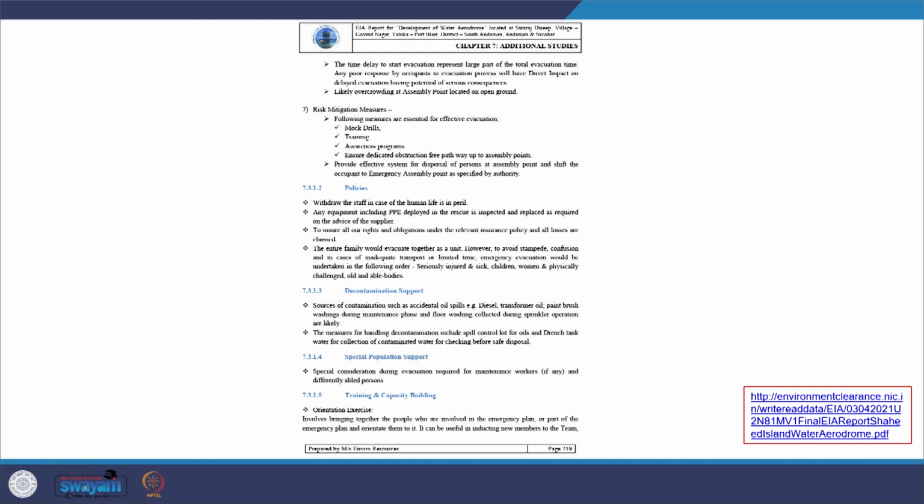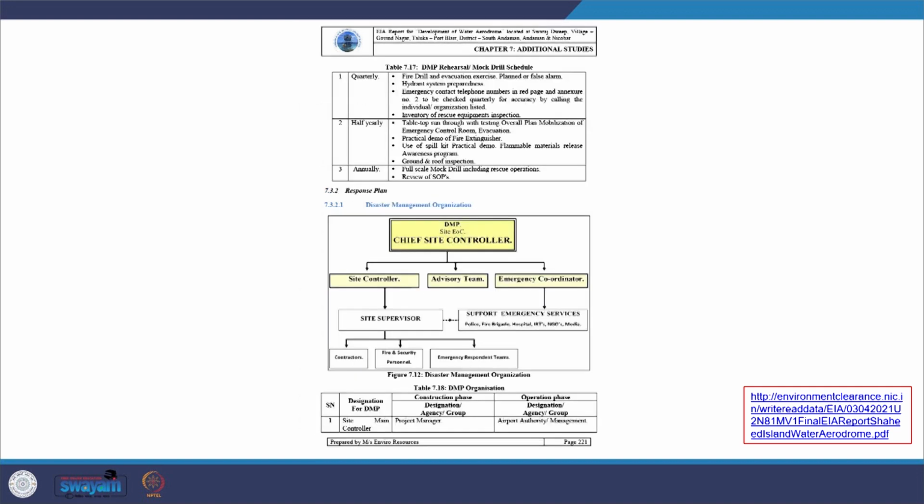and then decontamination support, special population support, and training and capacity building. So, all that would be taken care of. So, they have also created a response plan. So, if any mishap happens, what will be the response plan?